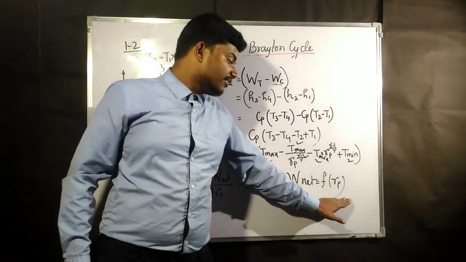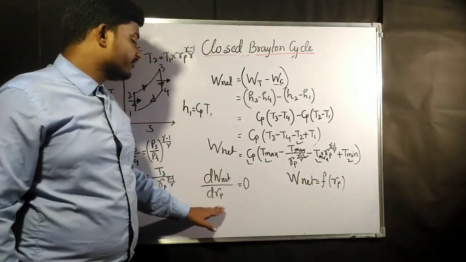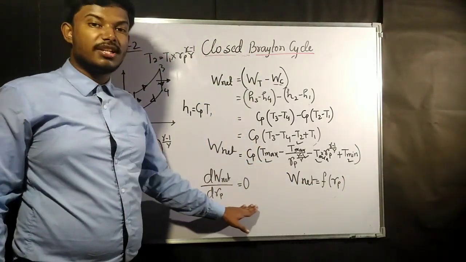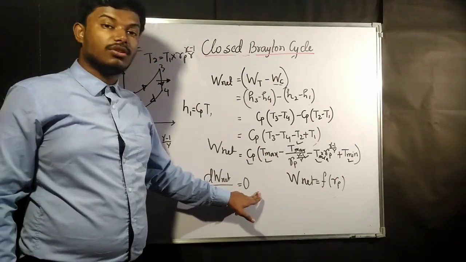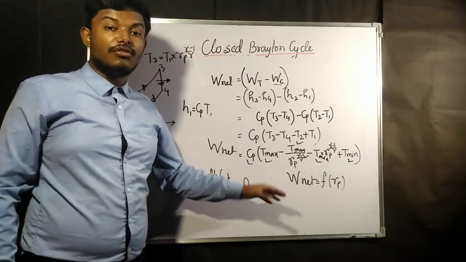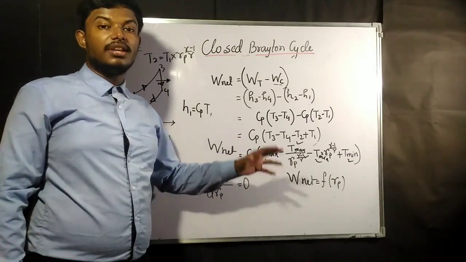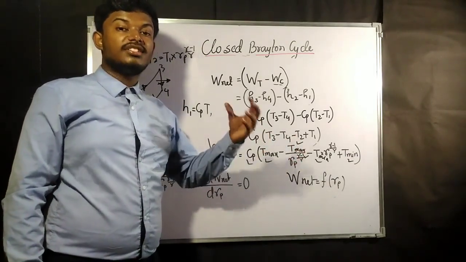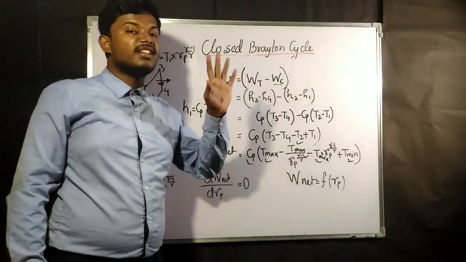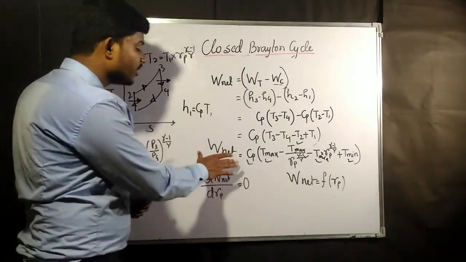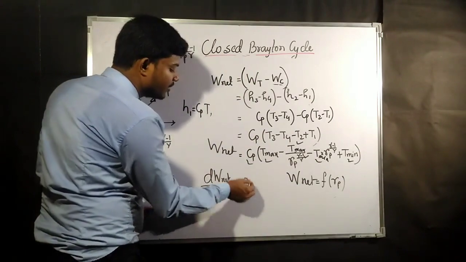So since it is a function of pressure ratio, we are going to differentiate the W net with respect to pressure ratio, and we equate this to 0. This is the maximum condition. For maximum condition, we always differentiate with respect to something, and we equate this to 0, because if something is maximum, then its differentiation is always 0. So for this to be maximum, we are going to equate this.